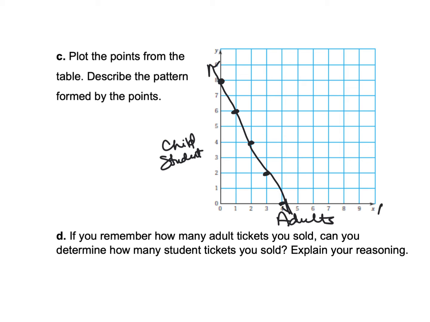There's our graph. If you remember, then letter D, if you remember how many adult tickets you sold, can you determine the number of student tickets? Yes, you could. You could plug it into the equation and figure it out.